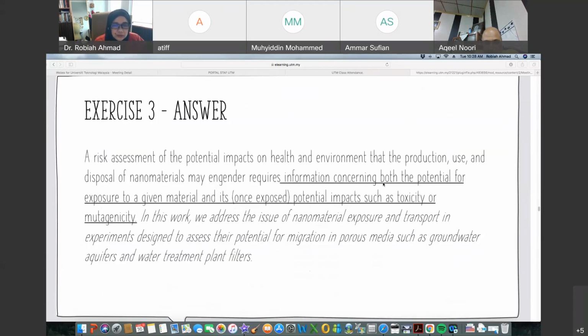Okay, so information concerning both the potential for exposure to a given material and its potential effects such as toxicity or mutagenicity. So this is all needed. And then this will address the risk issue. Okay.